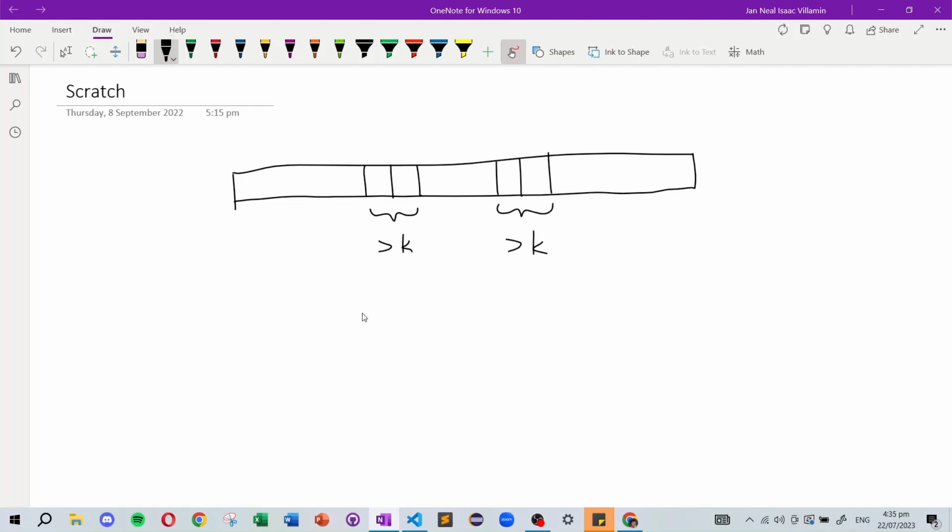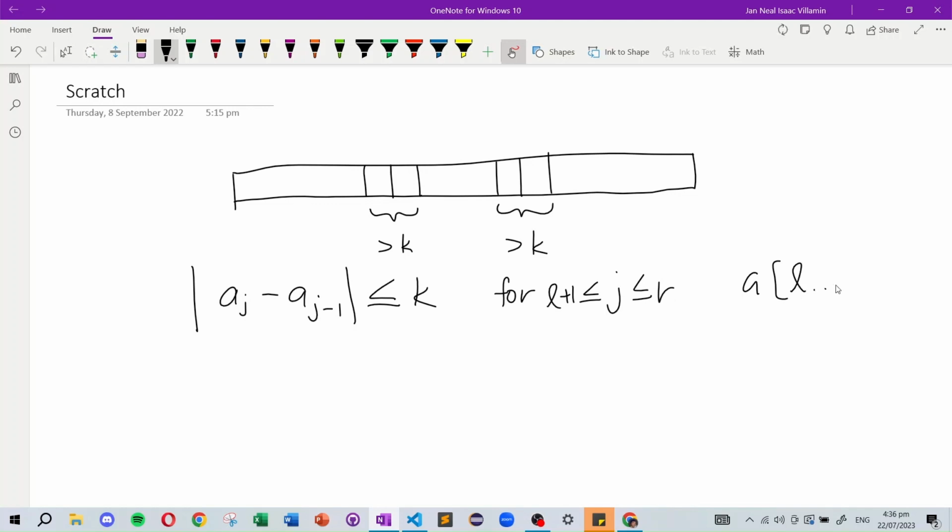So you have to find a subarray such that in that subarray the absolute value of a sub j minus a sub j minus 1 is less than or equal to k, for j from, let's say, L plus 1 up to R, and the subarray is a L up to R.